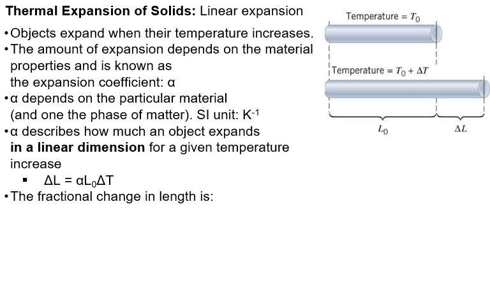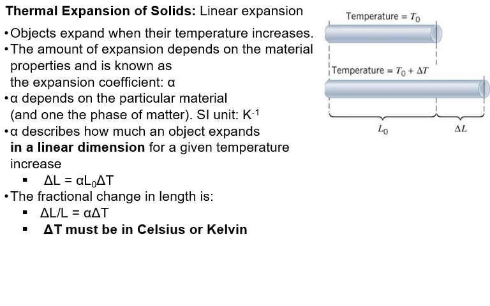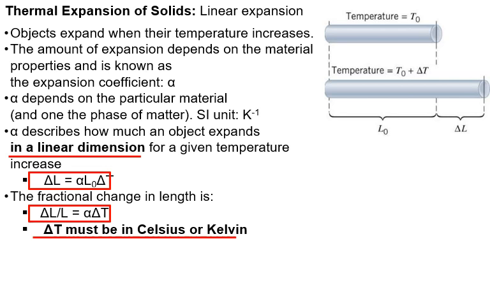So what's the fractional change in length? By how much does an object expand? That would be delta L over L. You're dividing the extra length by the original length, so delta L over L naught in the picture, and that is equal to alpha delta T, the coefficient of linear expansion times the change in the temperature. Remember, as I said, this delta T needs to be in Celsius or Kelvin because of the SI units for the coefficient. So these are all things that you need to know.